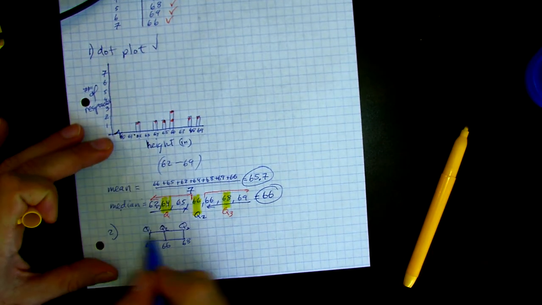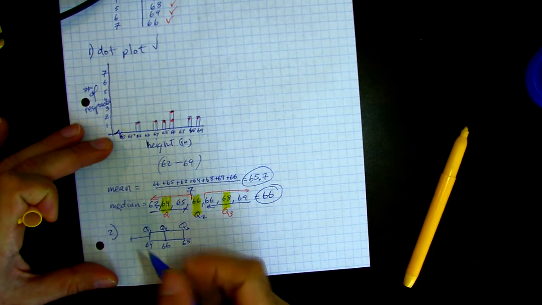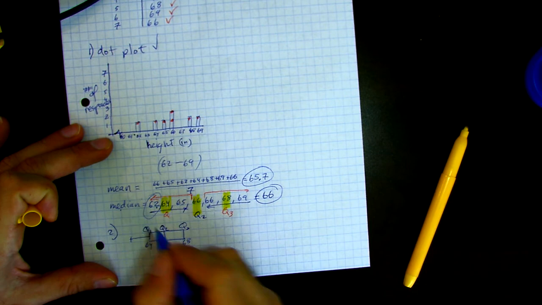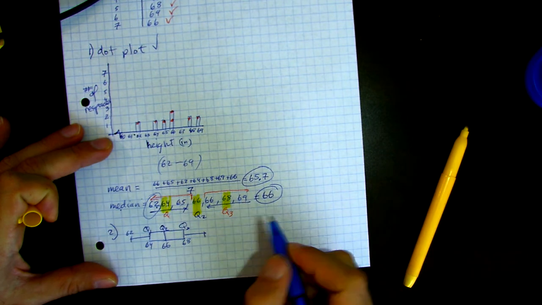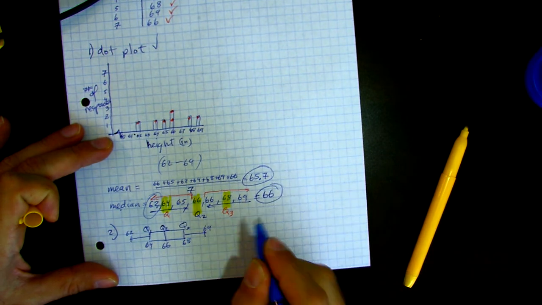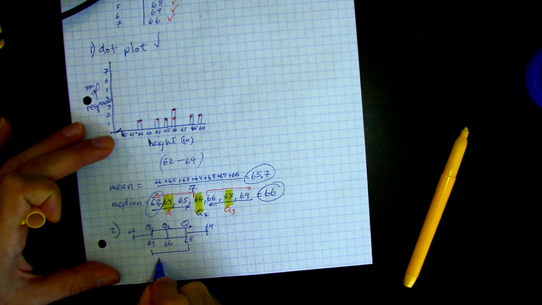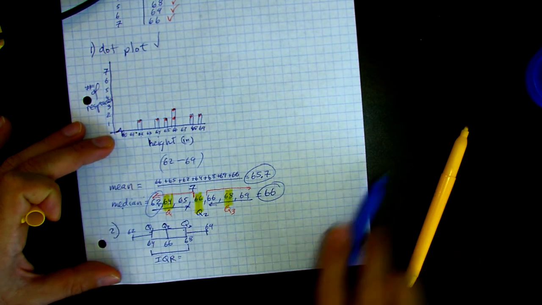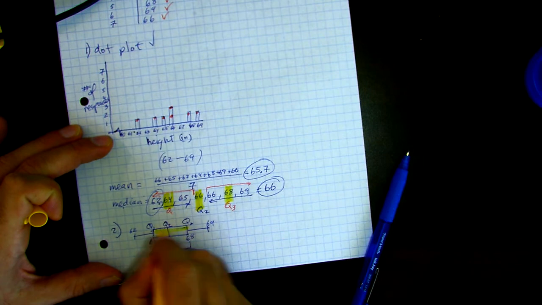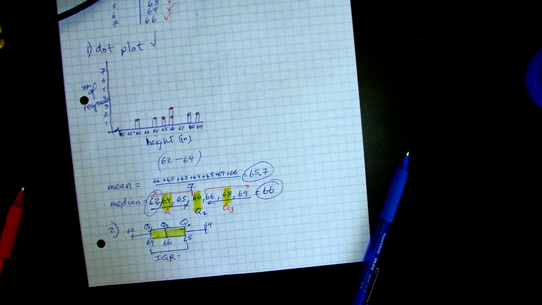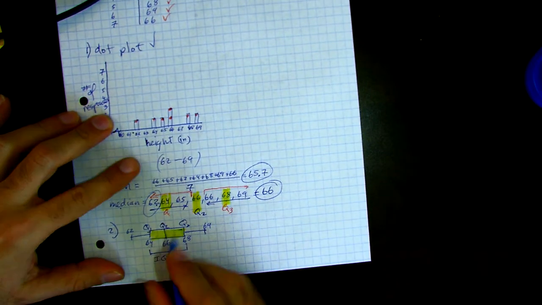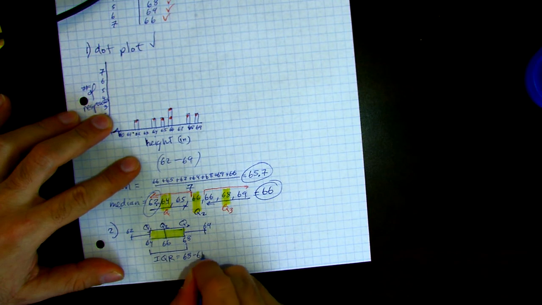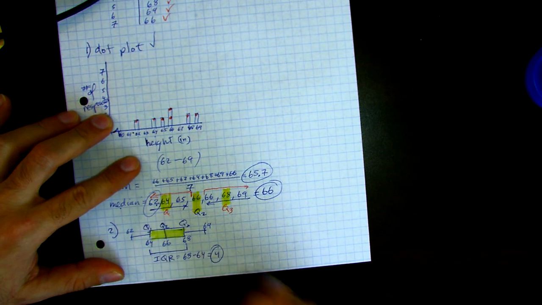Okay, now I know that my minimum is just the smallest number, 62. My maximum is just the greatest number, 69. The IQR is the difference between Q1 and Q3. It's the width of that box. The IQR is the interquartile range: 68 minus 64. That's all you have to do. Just subtract them, and we get an IQR of 4.